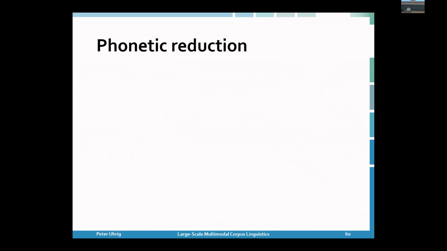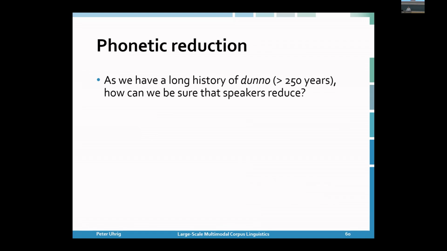Now, the problem is, of course, that we have a really long history of don't know. So how can we be sure that speakers reduce? Is that really a cognitive process? I mean, don't know has been attested since 17-something, if I recall correctly. So maybe we just learn it from our parents, and we don't reduce anything. Could that be true? Well, how do we find out?